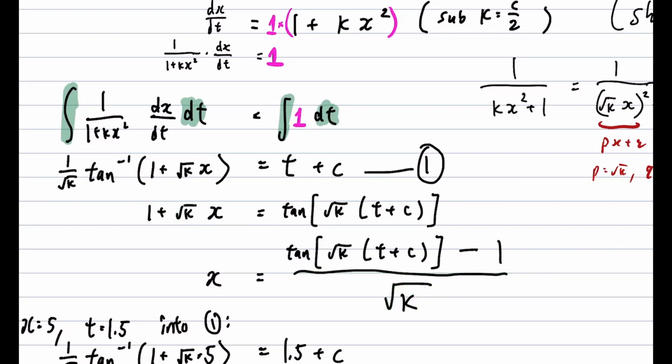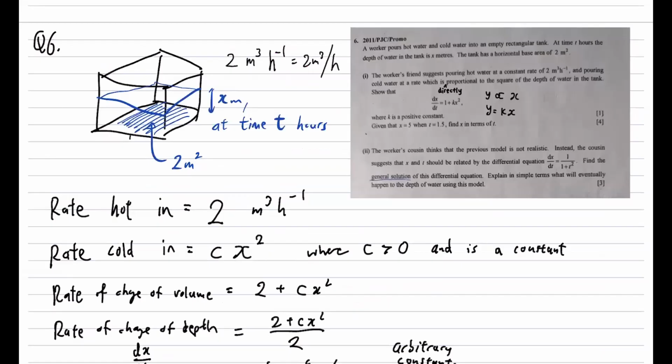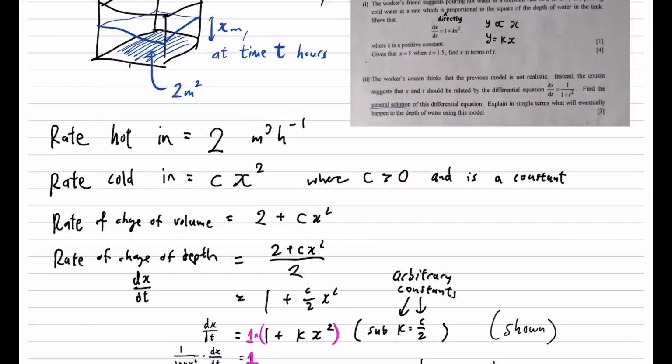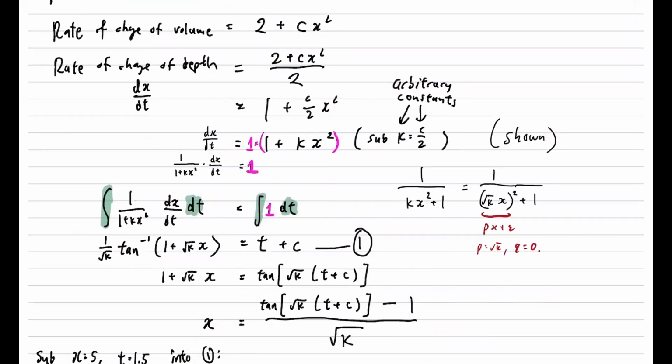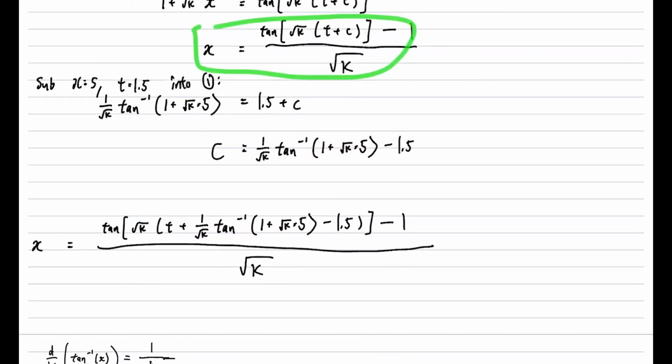All right. Okay, but we are not done yet. What did the question tell you? They told you x equals 5 when t equals 1.5. So you can now substitute x equals 5 and t equals 1.5 to solve for those arbitrary constants. Yes, so sub x equals 5 and t equals 1.5 into this equation. I can just cover the rest already.